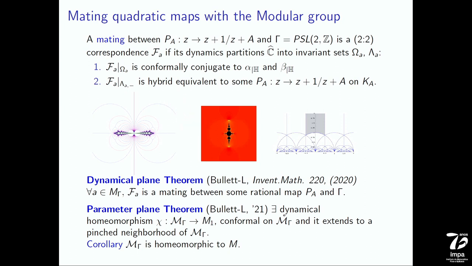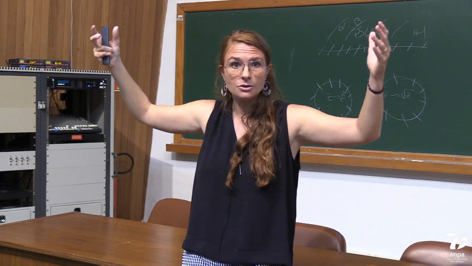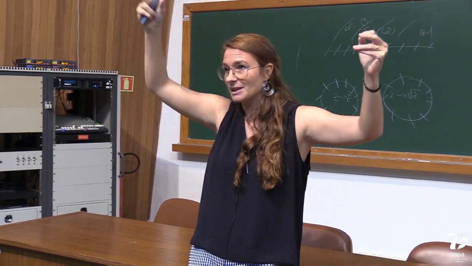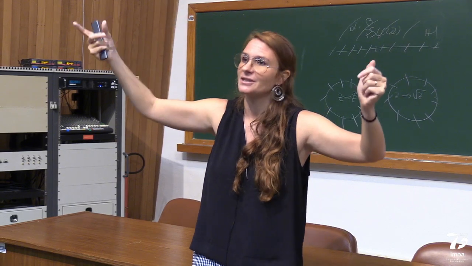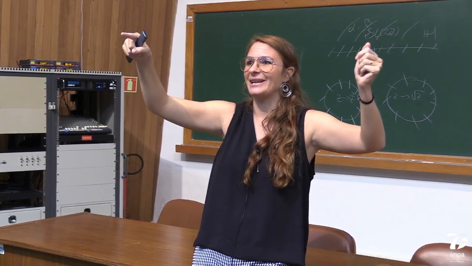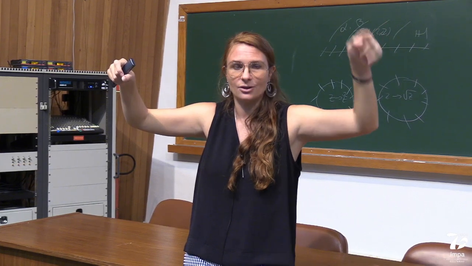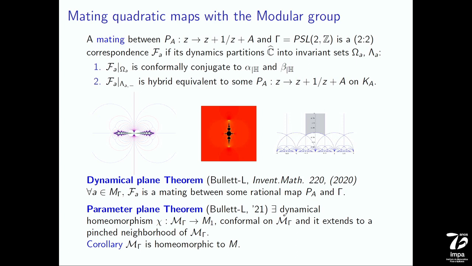Okay, and we managed to prove that for each parameter in the connectedness locus, my family of correspondences F_a, that I showed you before, with the long expression, is a mating between the modular group and the quadratic rational maps in Per_1(1), and that the connectedness loci are dynamically homeomorphic. So if I send one parameter, little a, to capital A, the dynamics on the backward limit set of the correspondence corresponding to that parameter is hybrid conjugate to the dynamics on the filled Julia set of the quadratic map of that parameter. This was very difficult to say, but I managed. Okay.